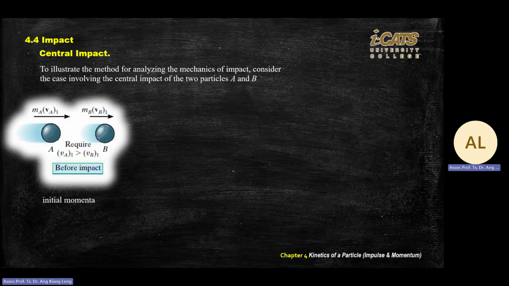Central impact, you need to imagine how it happened. You need to know before, hit, and then after. Three scenarios you should be able to draw. If it's oblique, how is it? If it's central, what is it? So this is central. You have object A and object B moving in the same direction, but the speed of A must be higher than B so that the collision, the impact, can happen.